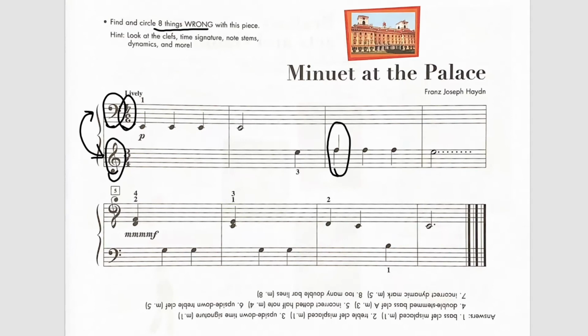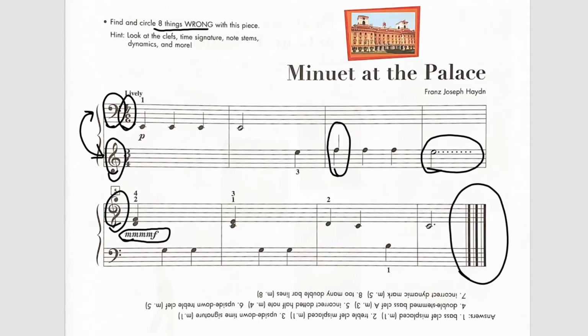Okay, I'm going to find the rest of the mistakes quickly now. Follow along, and if you missed any of them, just circle them in your book. And that's it. Together we have found 1, 2, 3, 4, 5, 6, 7, 8 mistakes. What great detective work.